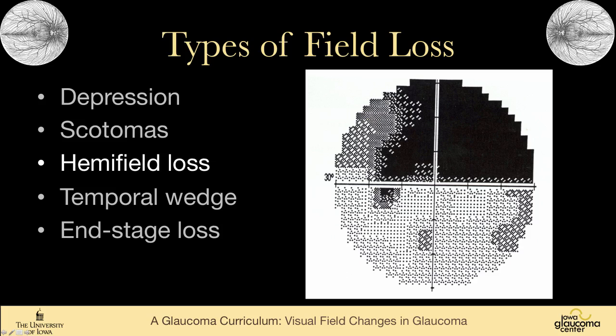As these coalesce, you can end up with a hemifield loss where the entire superior field is missing or the entire inferior field is missing. For ambulation, if you lose both inferior fields, it is very difficult to walk around. If you lost both superior fields, you would be able to ambulate much better, but you might have more difficulty reading because we tend to identify words by looking at the top half more than the bottom half.